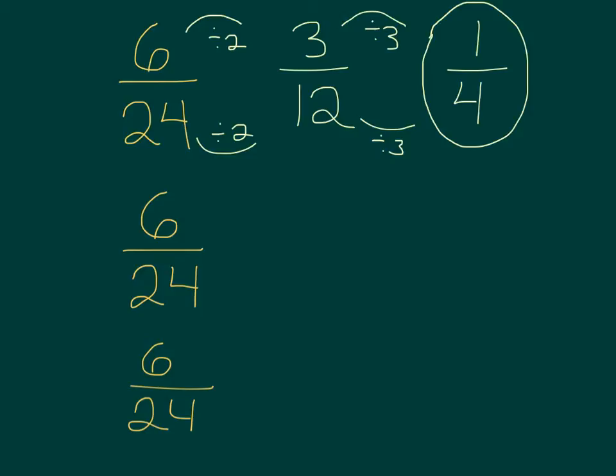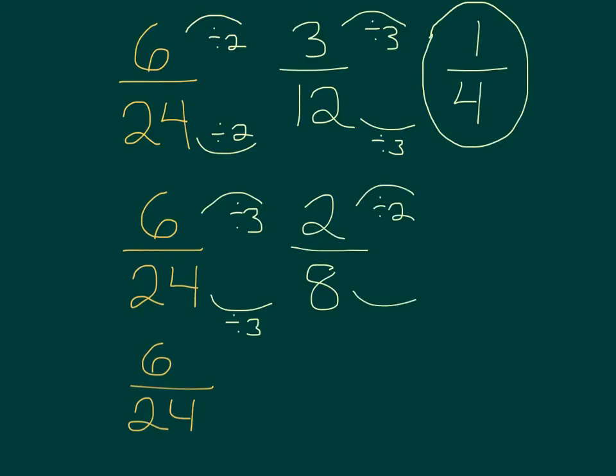Now, let's try it a different way. So I'm going to work with the middle fraction here, 6/24, and think, what divides evenly into 6 and 24? Well, I can divide by 3. Because you can do 6 divided by 3 and 24 divided by 3. 6 divided by 3 is 2. 24 divided by 3 is 8. But 2/8 is not in simplest form because you can divide 2 and 8 by 2. Now remember, you're not really dividing 2/8 by 2. You're dividing the numerator and denominator by 2 to get an equivalent fraction.